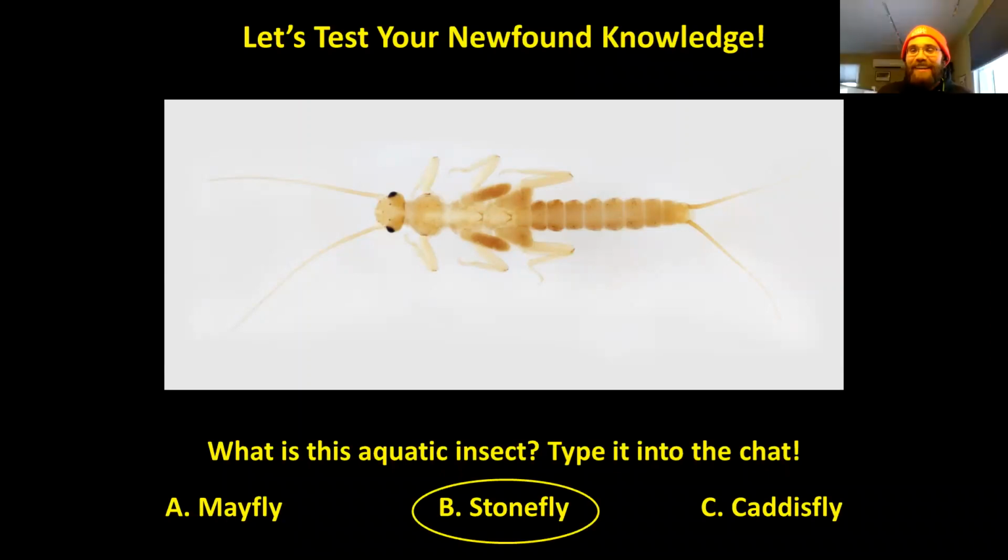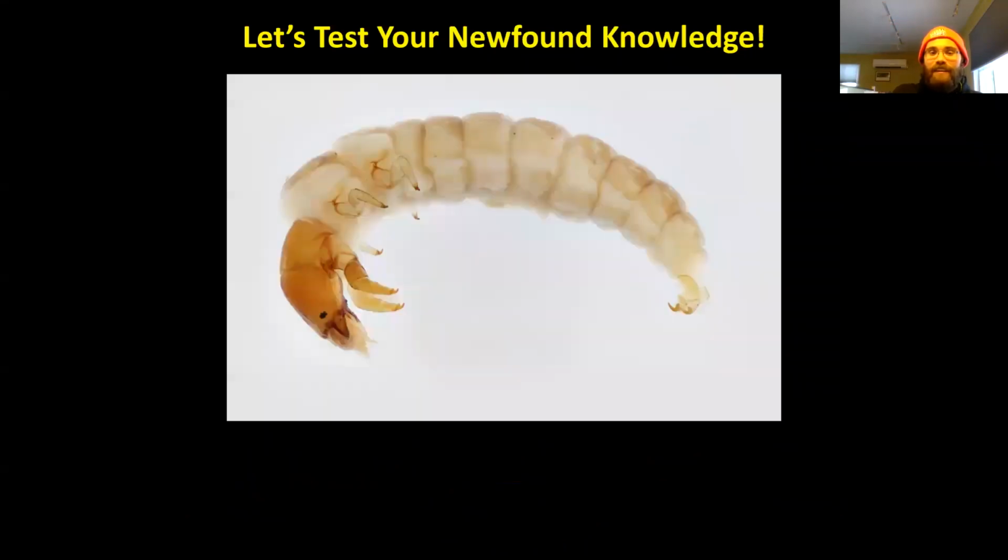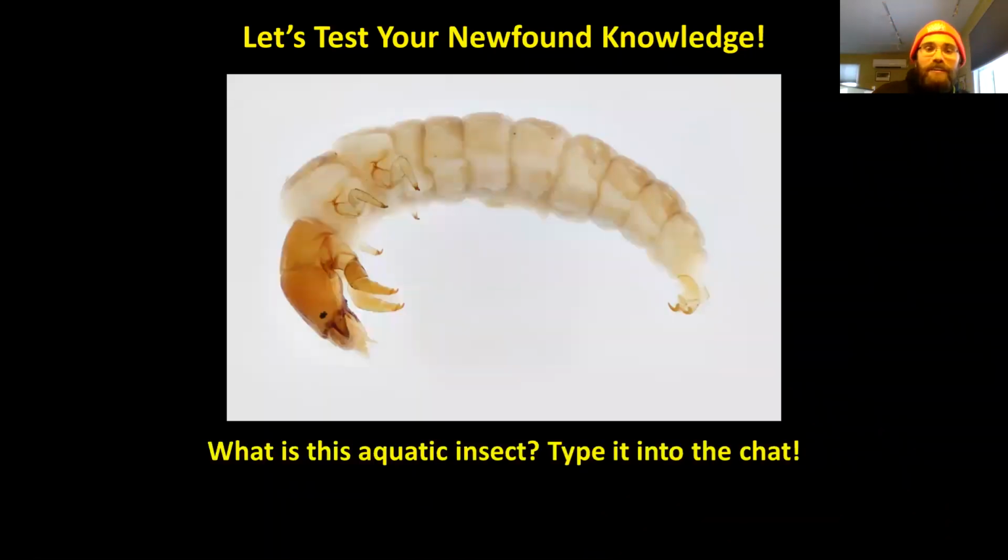And they are correct. The answer is stonefly. You can see it's got the two cerci and just that general body shape. It's got the chewing mouth parts, those wing pads. Pretty standard looking stonefly right there. All right.